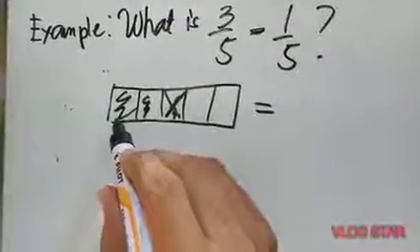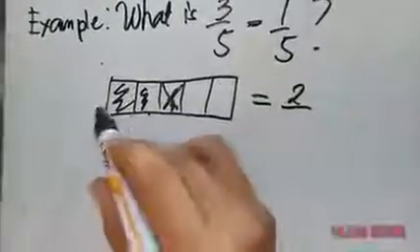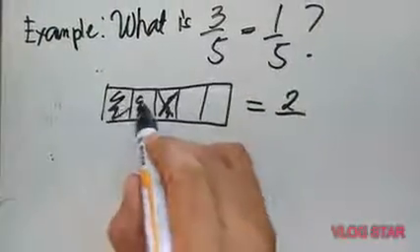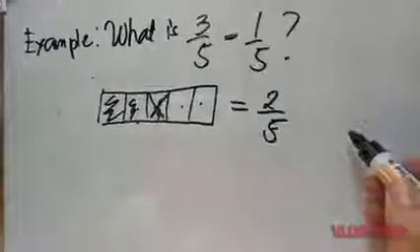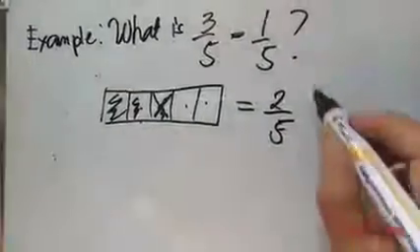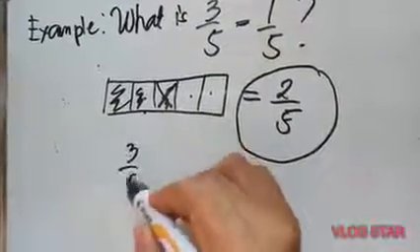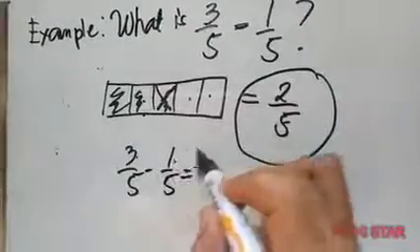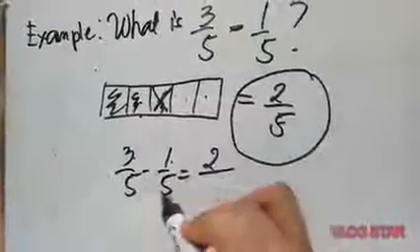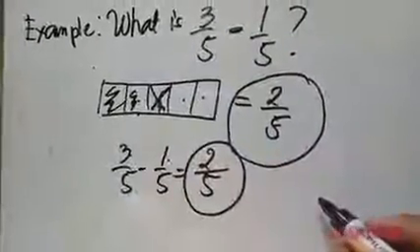What's left is 1, 2. Then count the number of parts: 1, 2, 3, 4, 5. So the difference of 3/5 and 1/5 is 2/5. Or you can directly subtract it: 3/5 minus 1/5, 3 minus 1 is 2. Then copy the common denominator, which is 5.